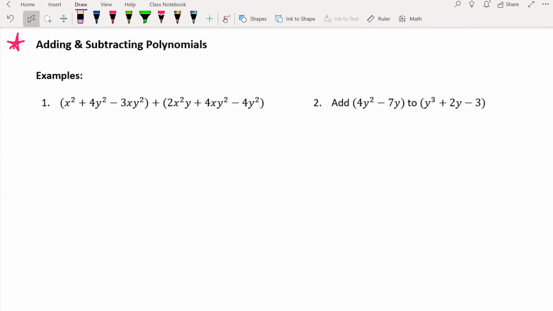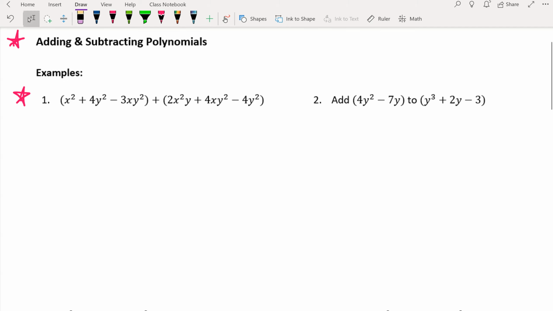We're going to start with this example. Make sure you write the example down. x squared plus 4y squared minus 3xy squared plus 2x squared y plus 4xy squared minus 4y squared. Okay, and I'm going to show y'all how I like to add these. And then if you do something different, you do you. But this is what I do.